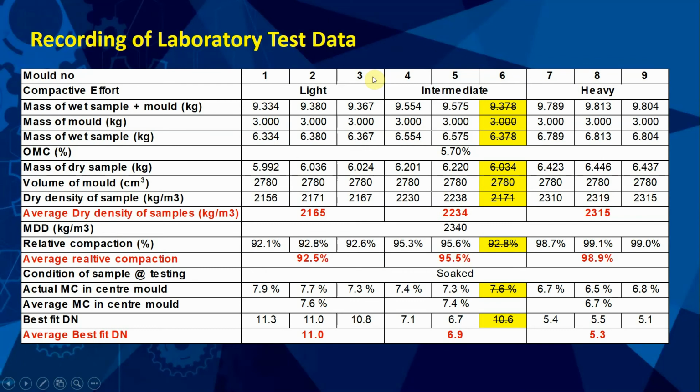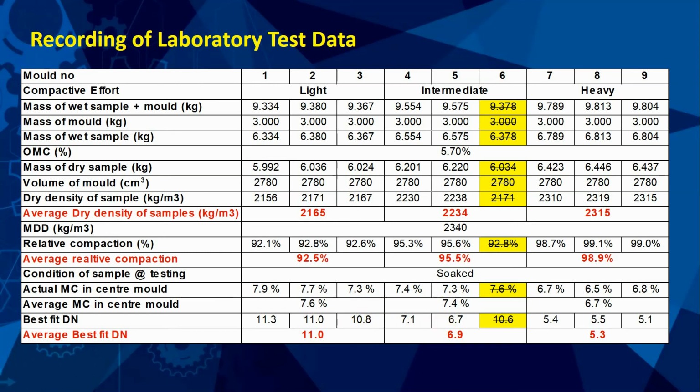Tabulate the test data as demonstrated in this table, including correct sample numbering. The table should include all the test results, including optimal moisture content and maximum dry density of the material. It should also include dry density, relative compaction, actual moisture content, as well as DN test results of each sample.